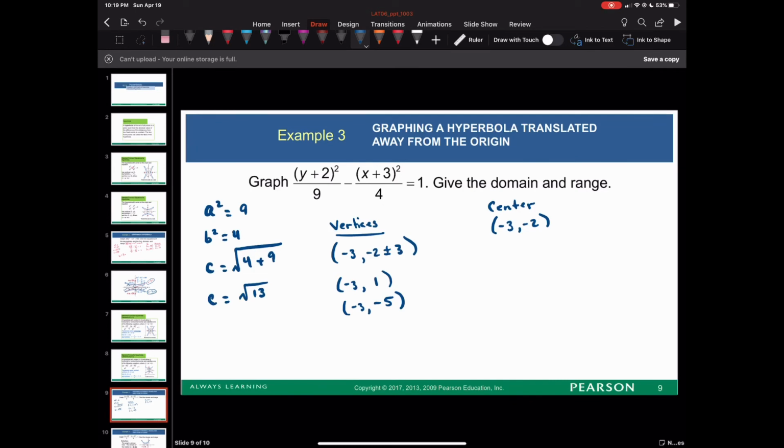All right. So also, when we do our foci, my foci would be my h, which is -3, and then my k, which is -2, plus or minus the square root of 13. So when you do this, you just want to make sure you keep your order straight. Now we need to find our asymptotes.